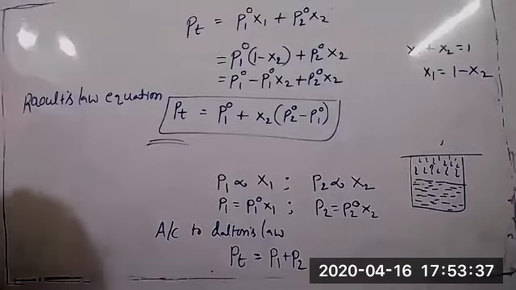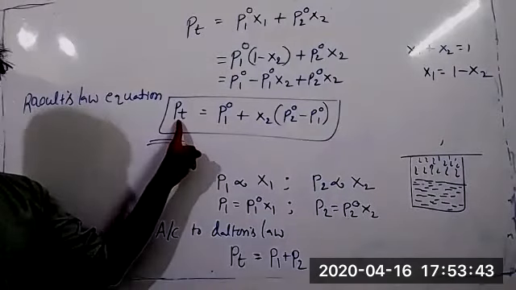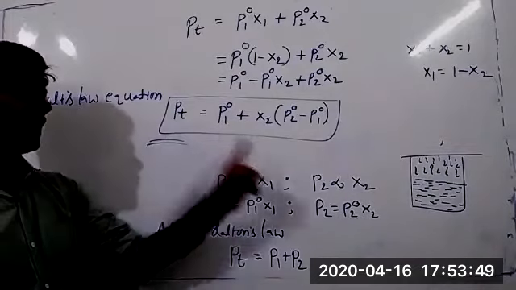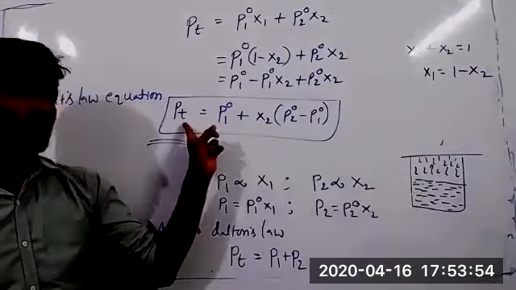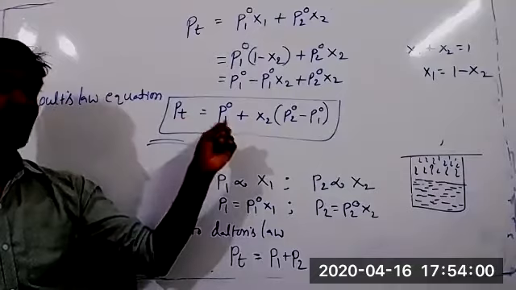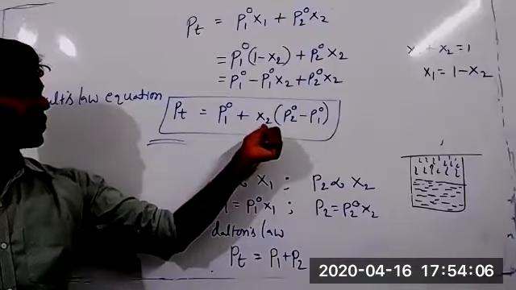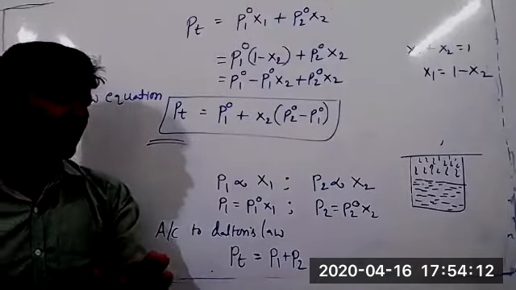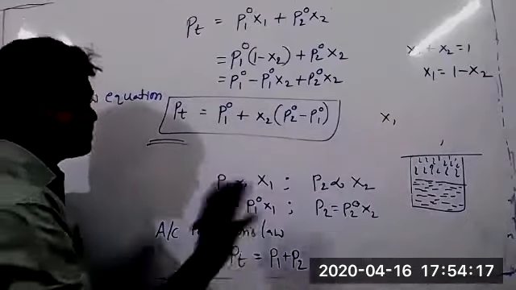Okay. Now tell me what are the terms here? What is PT? PT is the total vapor pressure of the solution. P1 power 0 is the vapor pressure of pure component 1. P2 power 0 is the vapor pressure of pure component 2. Here X2 is the mole fraction of component 2 in solution. And X1 is the mole fraction of component 1 in solution.